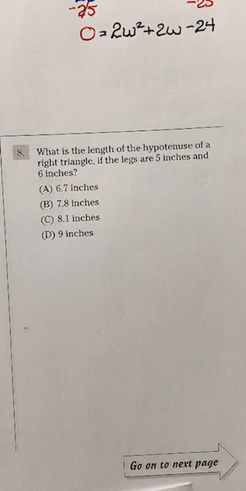All right. So number 8: what is the length of the hypotenuse of a right triangle if the legs are 5 inches and 6 inches? Is it A, 6.7 inches? Is it B, 7 8/10 inches? Is it C, 8 1 inch? Or is it D, 9 inches?